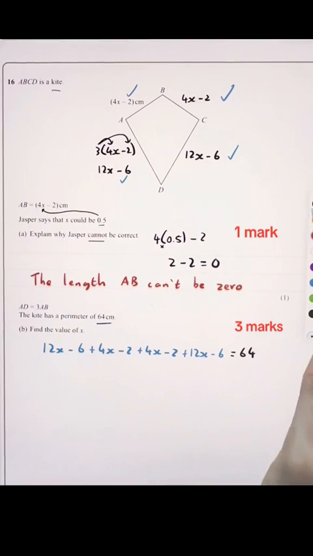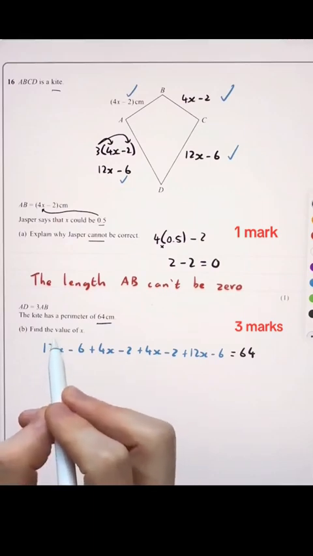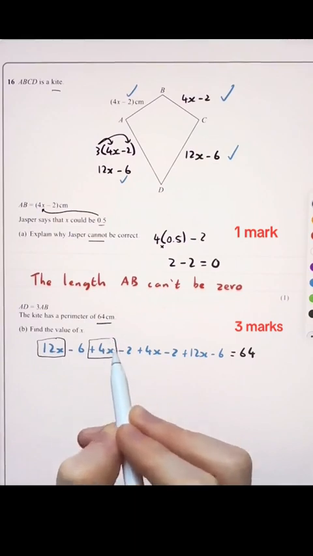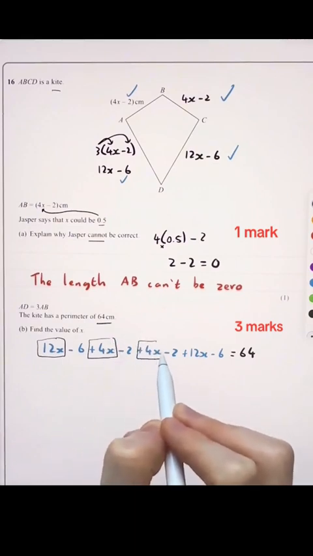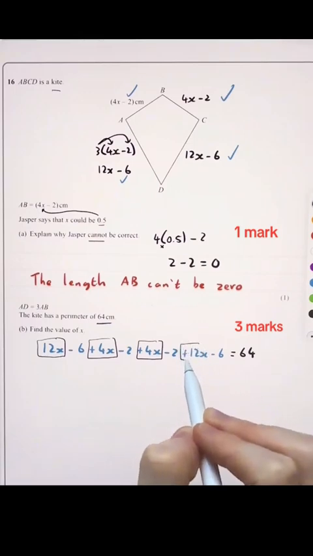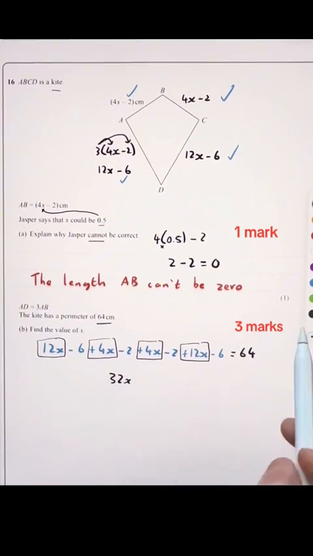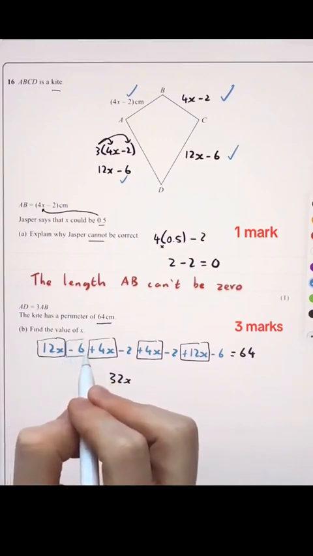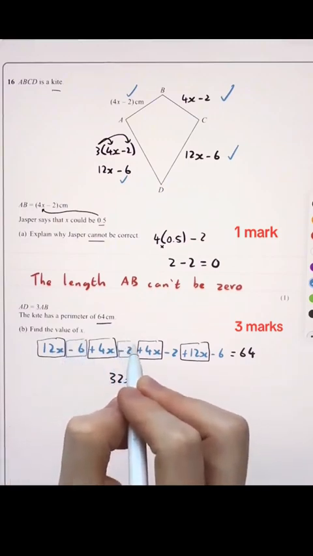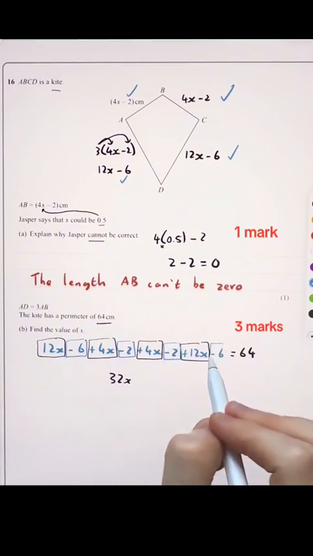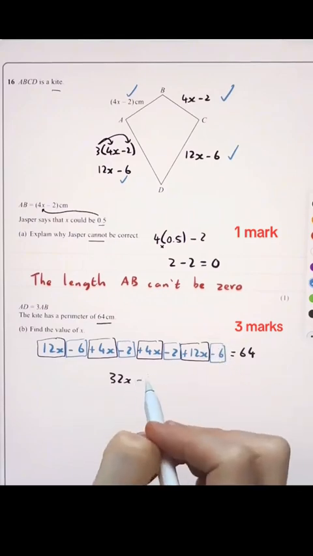Collecting like terms, well, like terms have the same combination of letters. Collecting our x terms, here I have 12x, add 4x, which will give us 16 lots of x, plus another 4x, which will give us 20 lots of x, plus another 12 lots of x, which will give us 32 lots of x. They're all like terms, as they all end in single x. Collecting my number terms, I have negative 6, subtract another 2, that will give us negative 8. Subtract another 2, that will bring us down to negative 10. Subtract another 6, which will bring us down to negative 16.